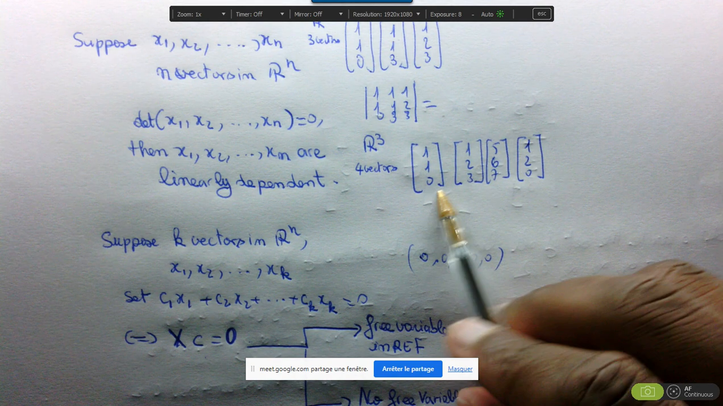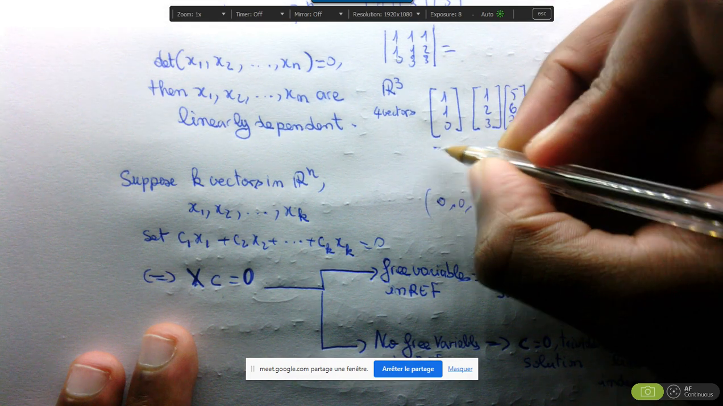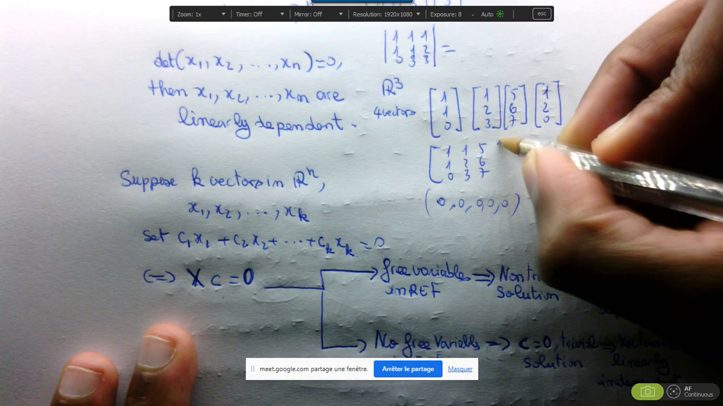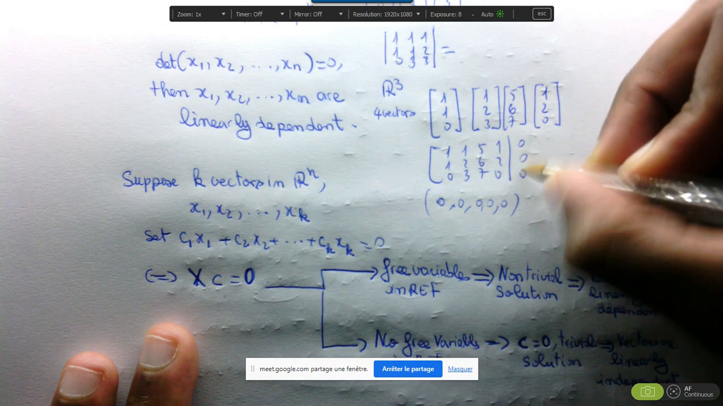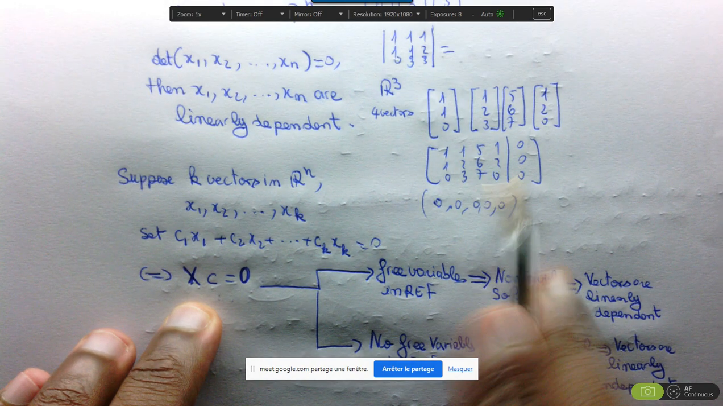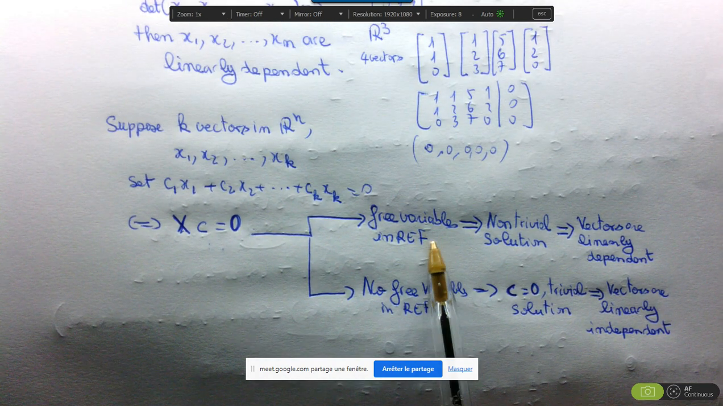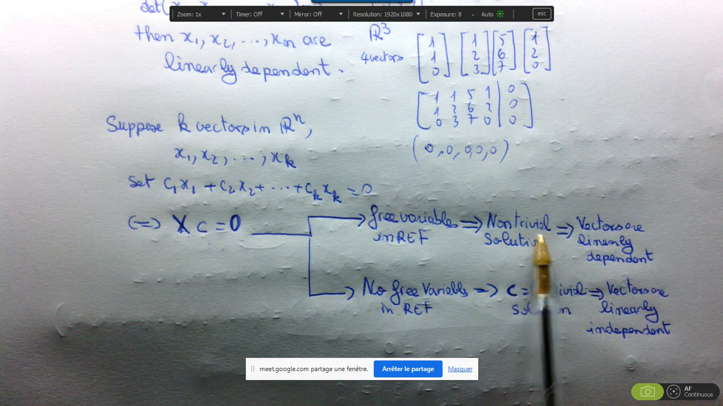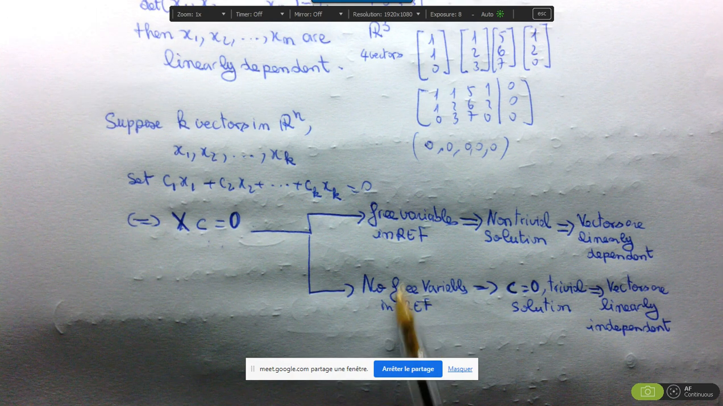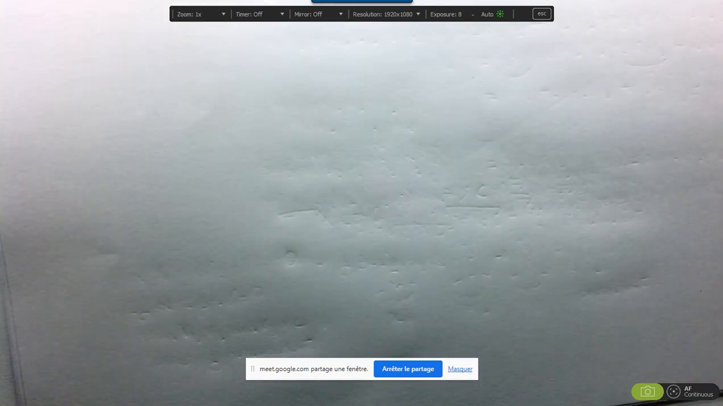So in that case, I need to solve the system. I need to write it as a system, 1 1 0, 1 2 3, 5 6 7, 1 2 0, and then I need to solve for x, that is for c, that is here. If I have free variables in my row echelon form, I have a non-trivial solution. That means the vectors are linearly dependent. If there are no free variables, that means the vectors are linearly independent. Okay, so that's the way we can solve it.